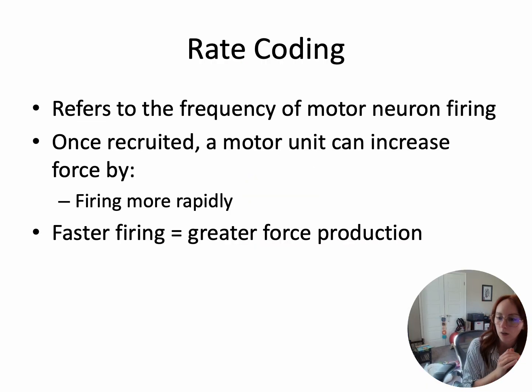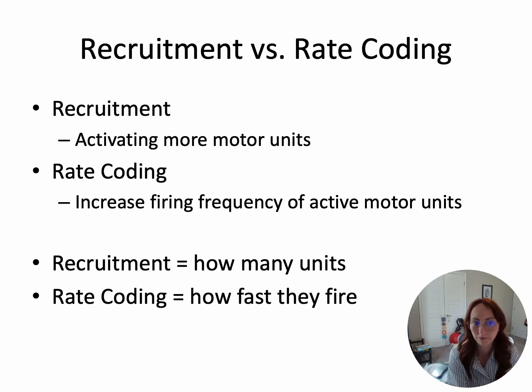All right, and rate coding. Rate coding refers to the frequency of motor neurons firing. So how fast are these motor neurons innervating the muscle fibers? Once these motor units are turned on and reaching that threshold stimulus that's needed, how can we also increase force? By firing more frequently. Faster firing results in a greater force production as well.